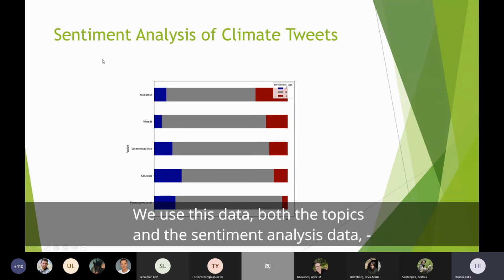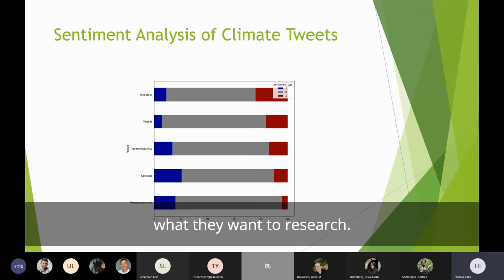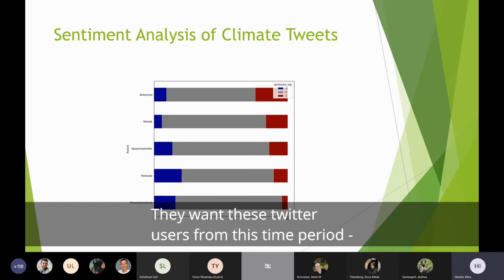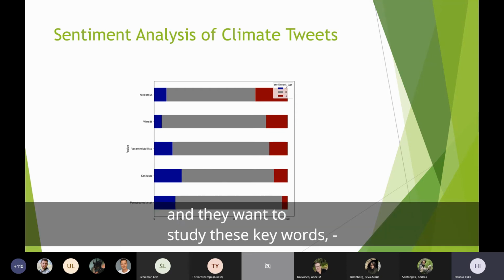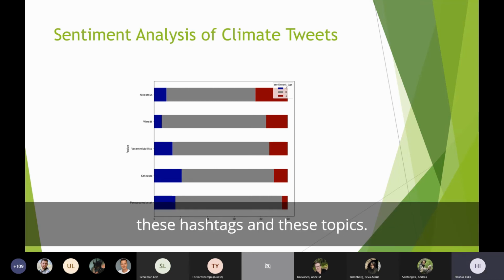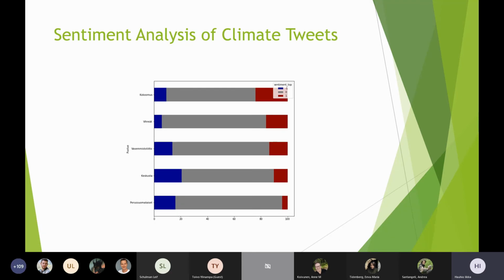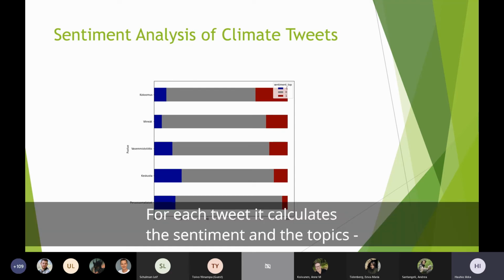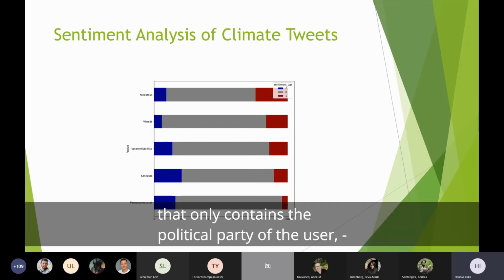We use this data, both the topics and the sentiment analysis data. So we use this to create a tool where the researcher can input like what they want to research. They want these Twitter users from this time period, and they want to study these keywords, these hashtags, and these topics. Then it runs, scrapes the tweets for that time period and those users.